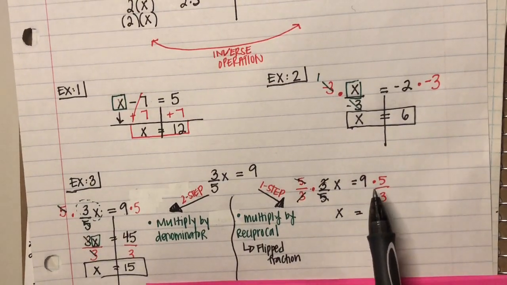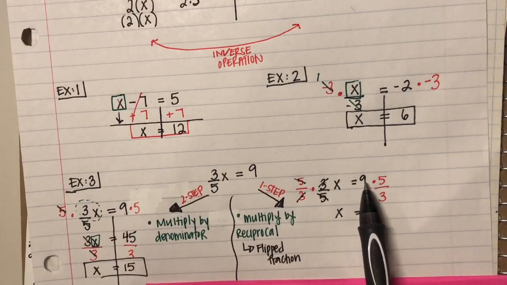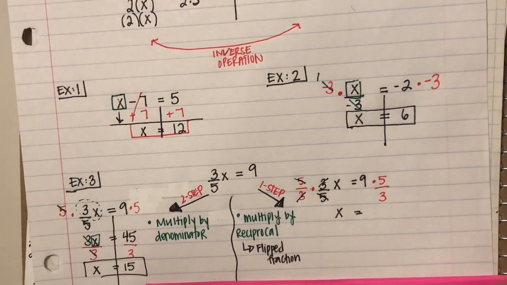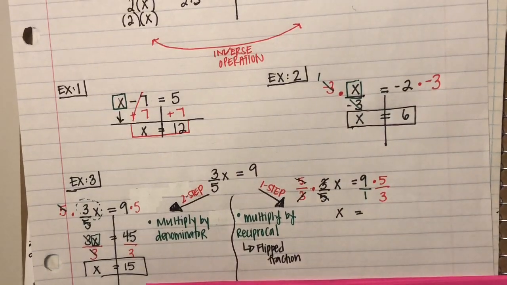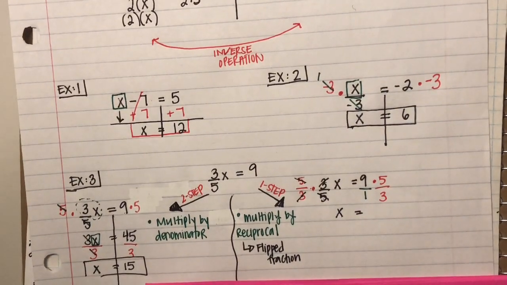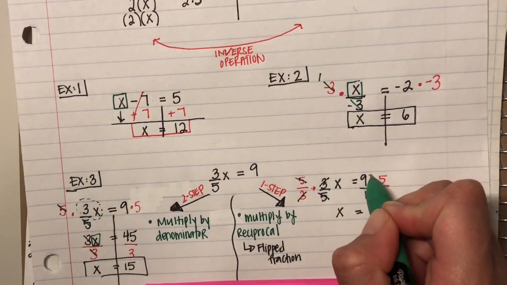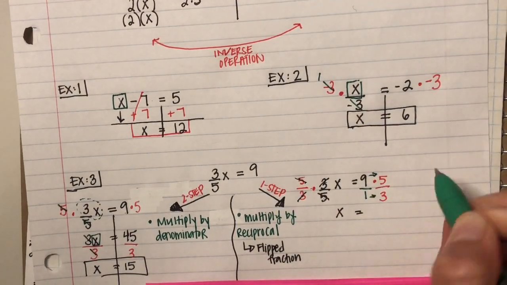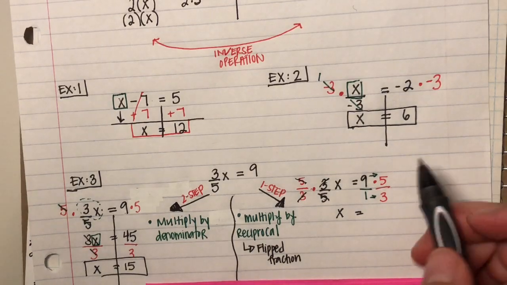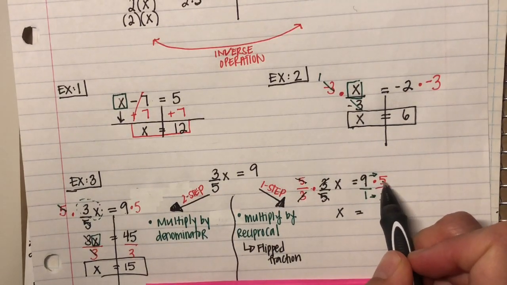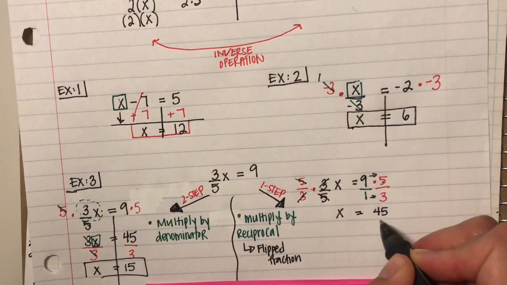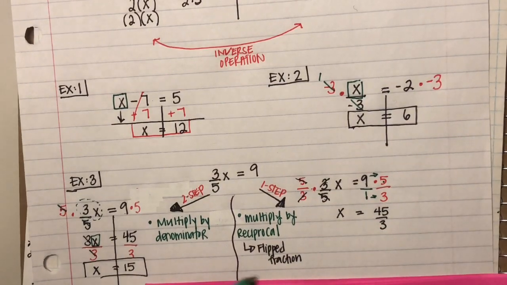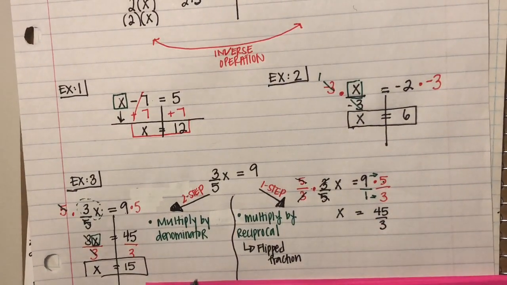And now I've got to simplify this. 9 times 5/3. Well, to make any whole number a fraction, you just put it over 1. And then with fractions, when you multiply, you just multiply straight across. So 9 times 5 is 45. 1 times 3 is 3. Okay, but I can simplify this fraction.